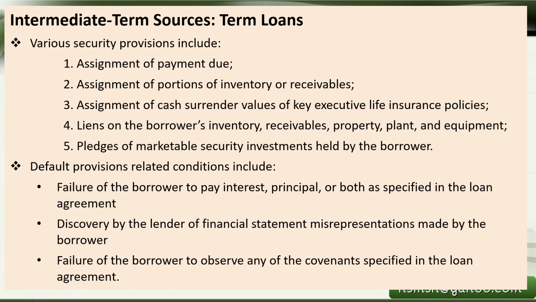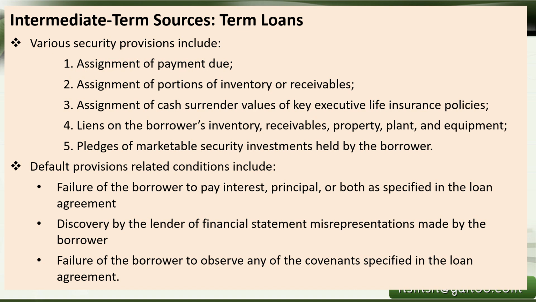So various security provisions that we talked about for the term loans are like assignment of payment due, assignment of portions of inventory or receivables, assignment of cash surrender values of key executive life insurance policies, and liens on the borrower's inventory, receivables, property, plant and equipment. That means these items will be pledged. For example, inventory stock: when it is sold, that amount will have to be paid back as per the payment schedule. Pledges of marketable security investments held by the borrower can also be submitted as a pledge.